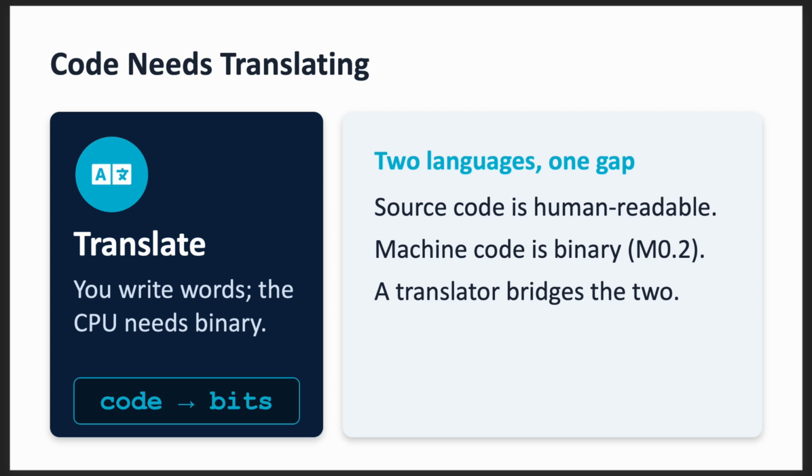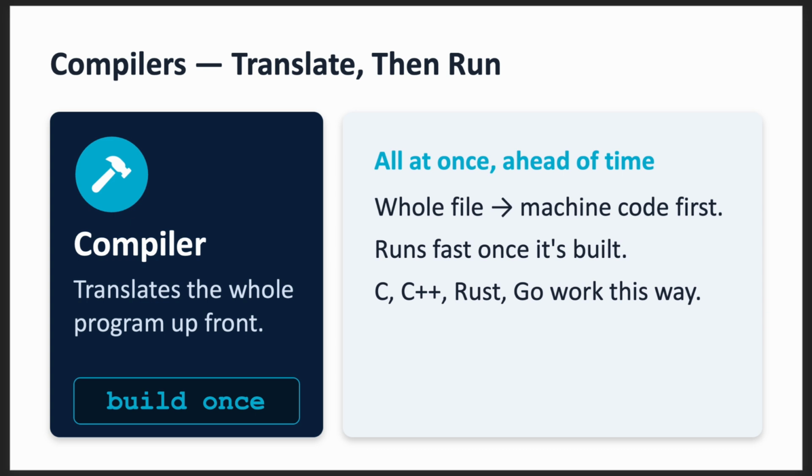A compiler takes a very comprehensive approach. It scans your entire source code file from top to bottom all at once. Just the whole thing. It analyzes the logic, allocates the necessary memory space, and converts it entirely into machine code before a single instruction is ever executed. Okay, so it creates a standalone executable file.